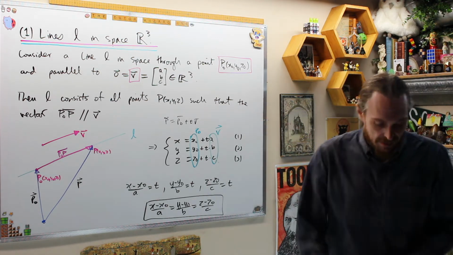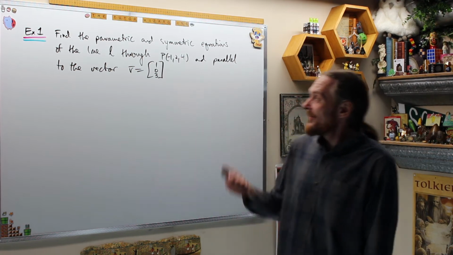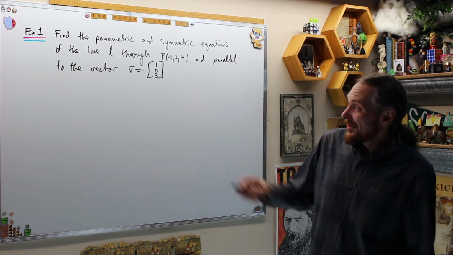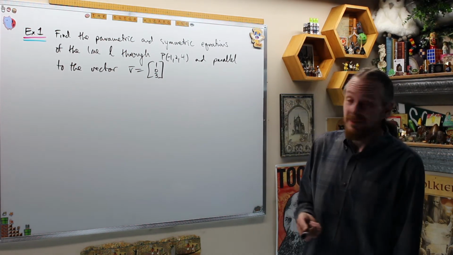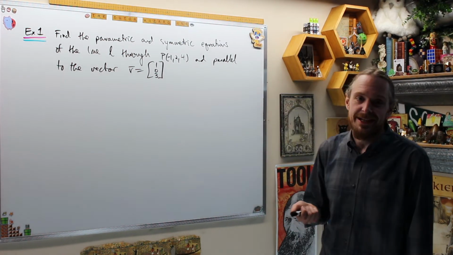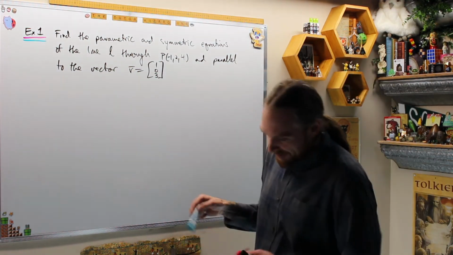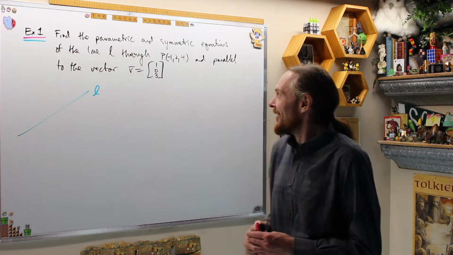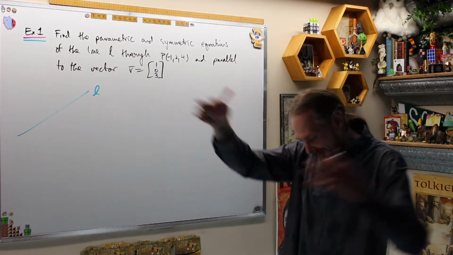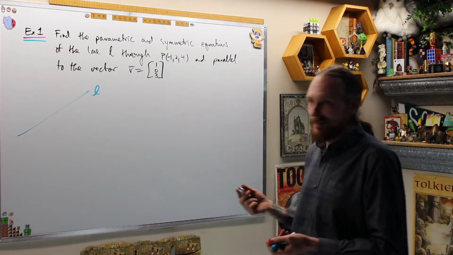Let's do an example. Example 1, let's find the parametric and symmetric equations of the line L through the point (-1, 2, 4) and in the direction of the vector v = (1, 0, 3). So we're going to divide by 0. Lightning won't get me this time. First of all, let's draw a pic. There's L. It doesn't matter, it's in 3 space somewhere. This is 3 space. Everything I see is in 3 space at minimum.